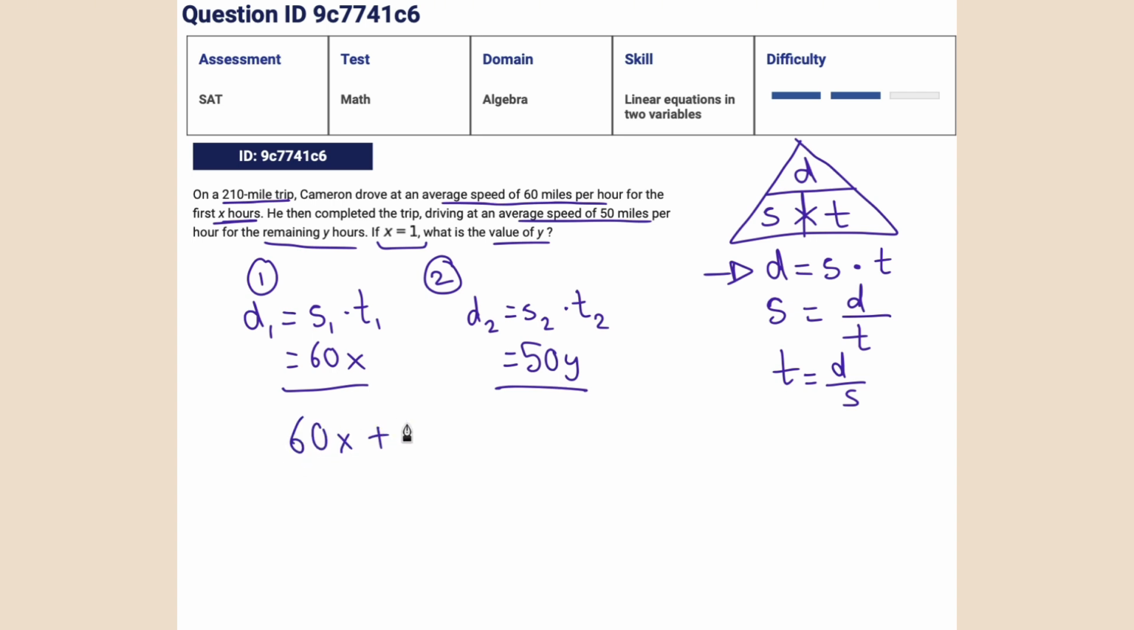So we have our distance 1 and distance 2, so let's add them together. 60x plus 50y equals 210. Okay, so I'm not going to write any units here.